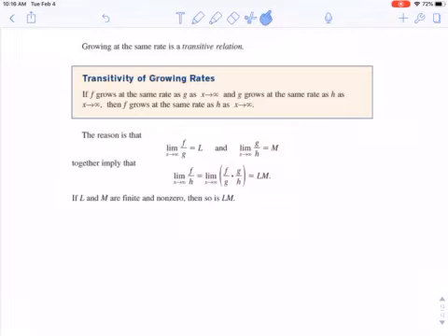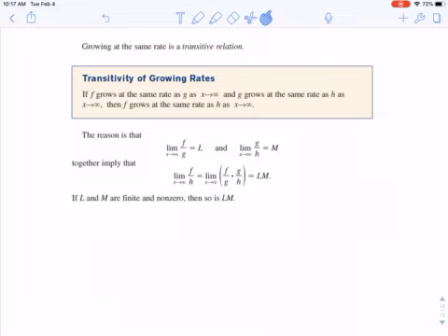All right, finally, we're going to just look at the transitivity of growth rates. I don't know if you recall the transitive property, but essentially here's what the transitivity of growth rates means. If f grows at the same rate as g as x goes to infinity, and g grows at the same rate as h, then f and h also have to grow at the same rate as x goes to infinity.